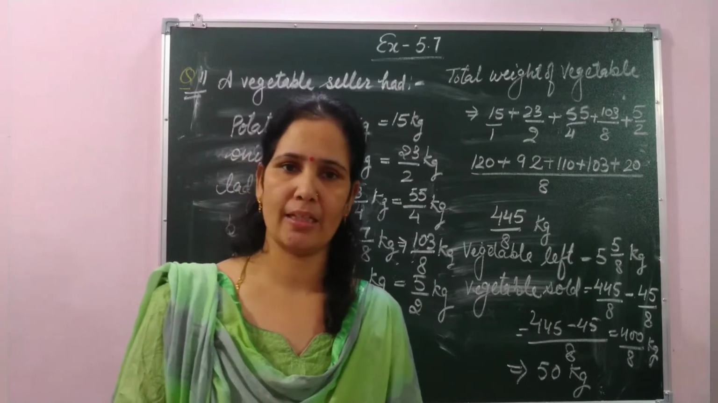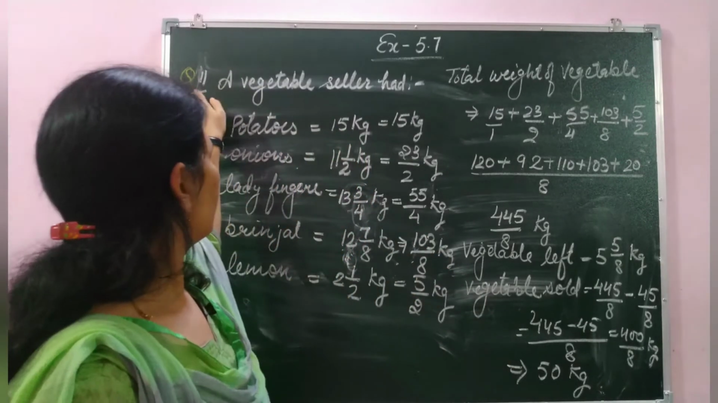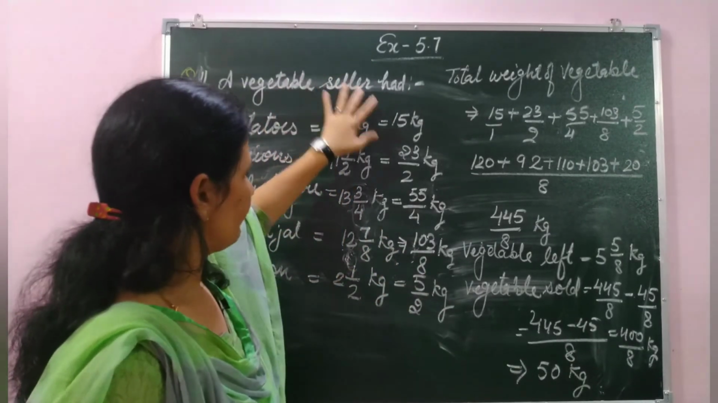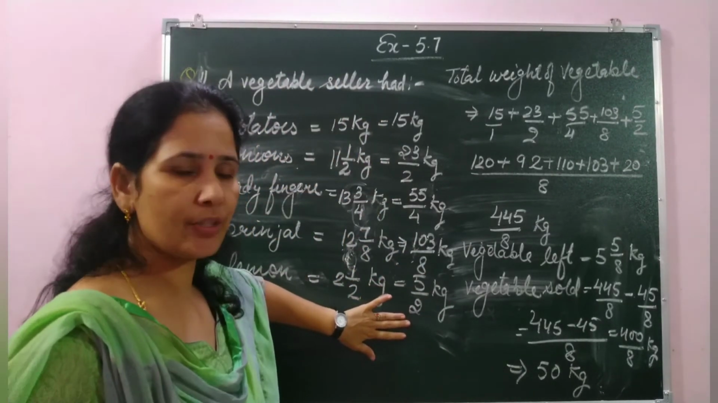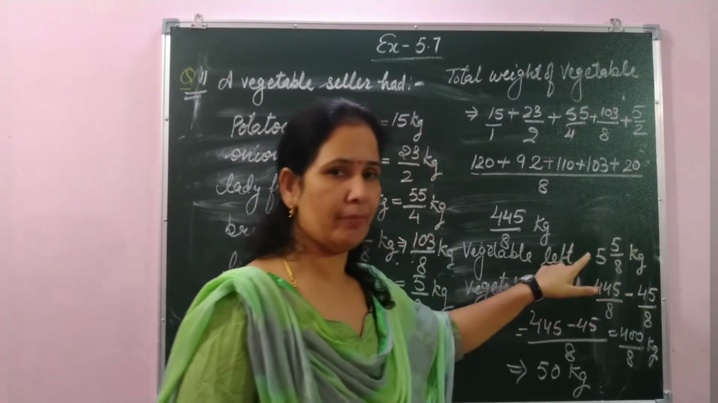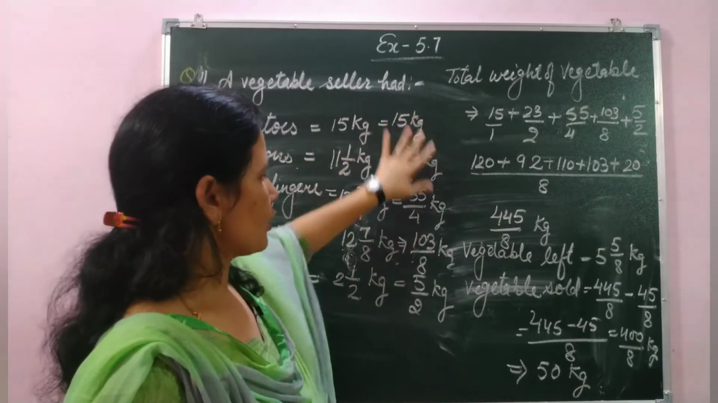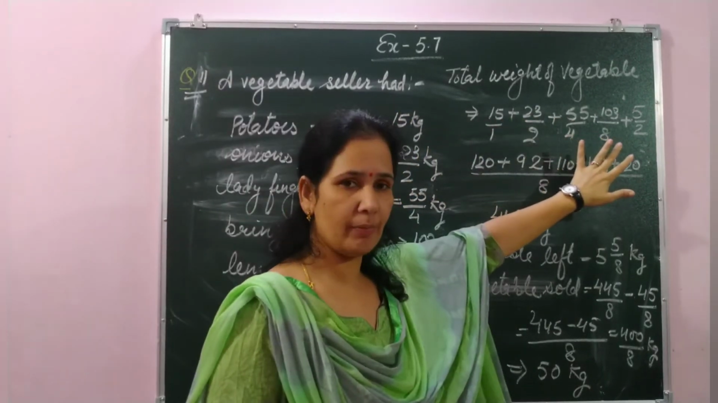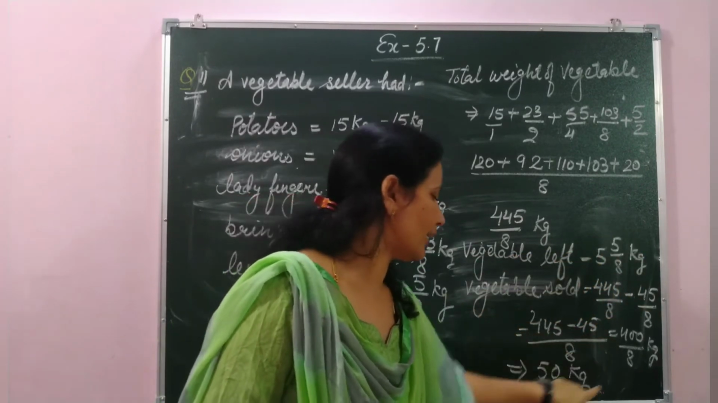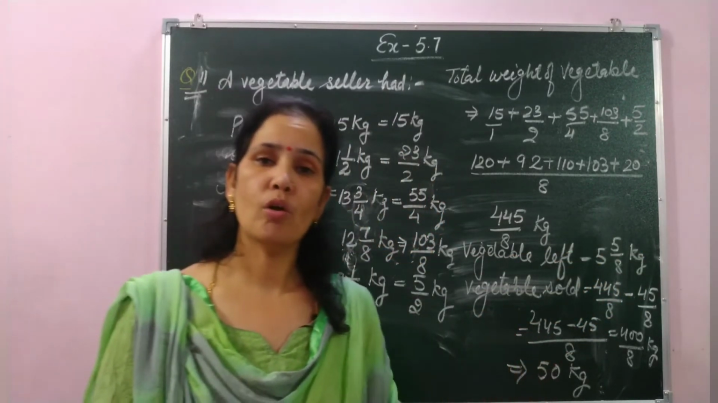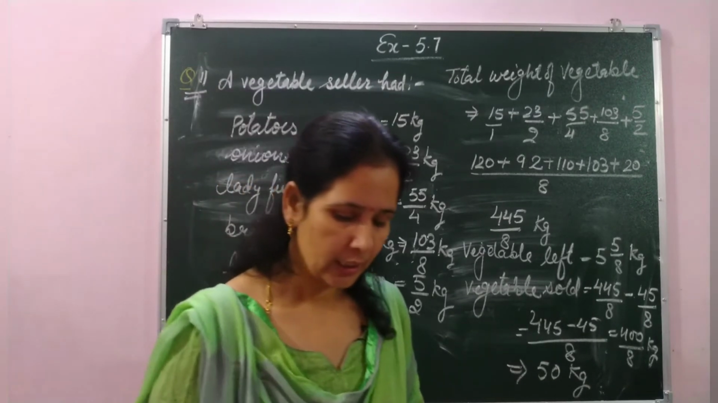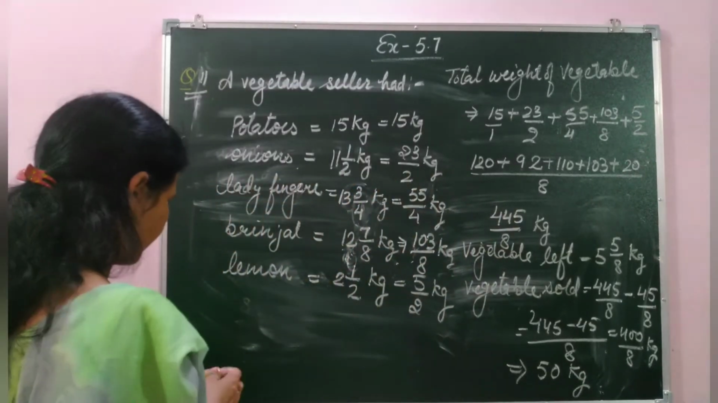during the whole day. Okay students, so this is our question number 11. In this question they have given a vegetable vendor having this much vegetable at the start of the day, and at the end of the day the vegetable left with him is 5 by 8. So what we did in this question: first we add the total vegetable the vendor had, and then subtract the left vegetable from the total, then we get the total vegetable sold by the vegetable vendor during the whole day. Okay, now let's move to the next question.